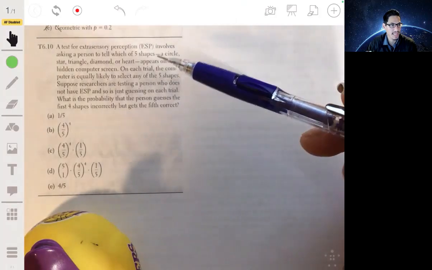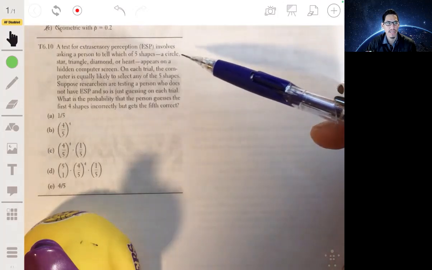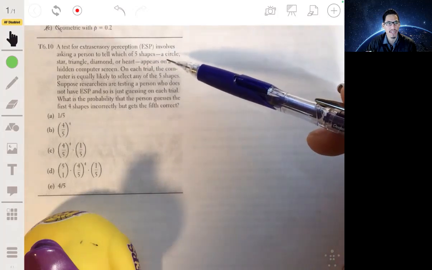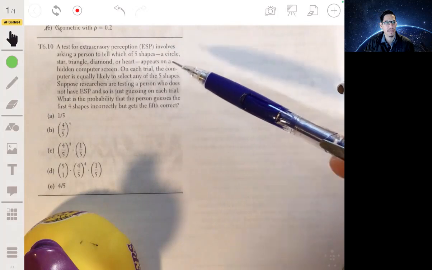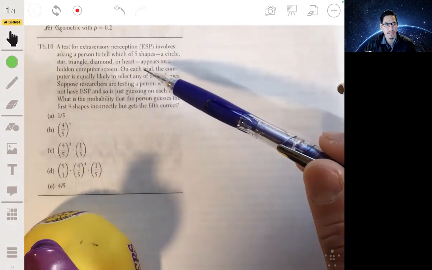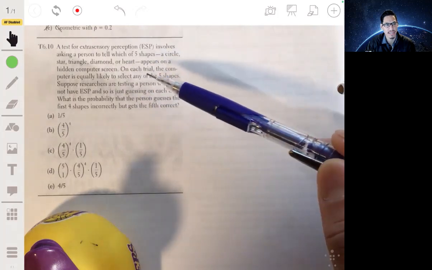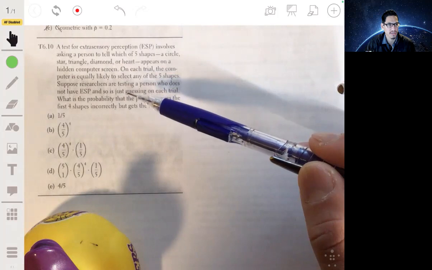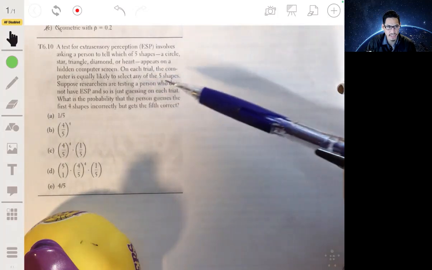Okay, so here we have a test for extrasensory perception, also known as ESP, and it involves asking a person to tell which of five shapes (a circle, star, triangle, diamond, or heart) appears on a hidden computer screen. On each trial, the computer is equally likely to select any of the five shapes. Suppose researchers are testing a person who does not have ESP, and so they're just guessing on each trial.